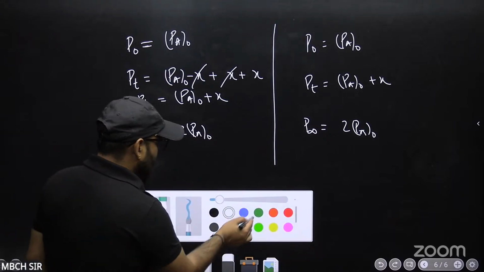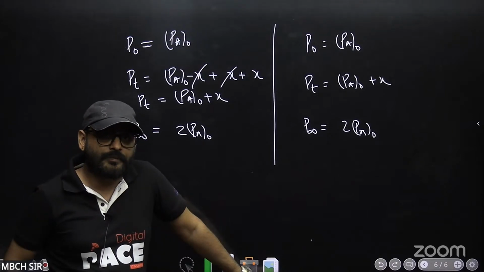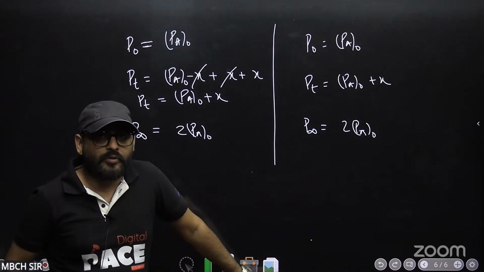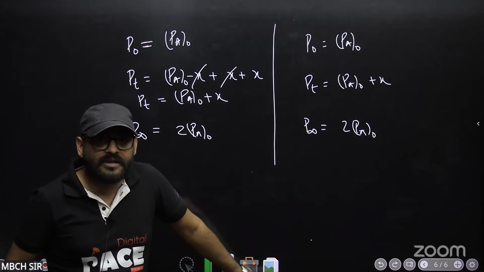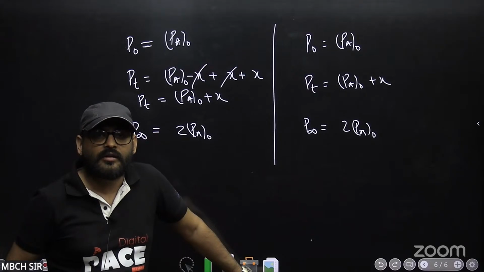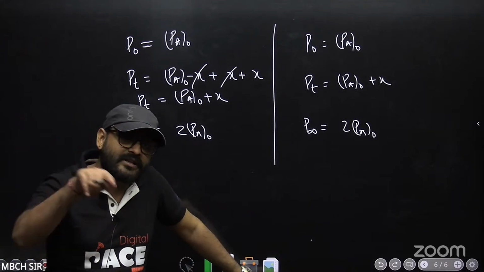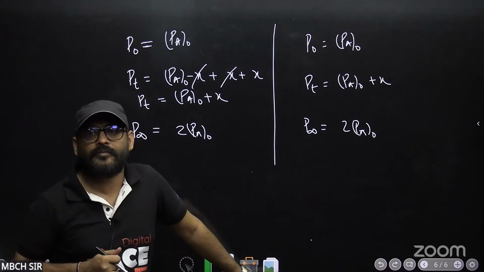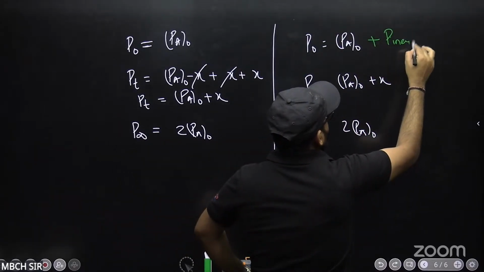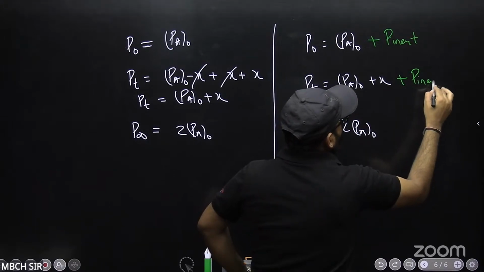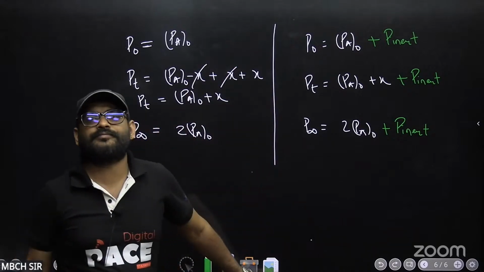Now, if inert gas is also present in the container, then we have to consider that pressure as well, because P naught, PT and P infinite represent not only the pressure of A, B, C, they represent the total pressure of the container. So if inert gas is present, then we have to add the inert gas pressure as well, because it is present in the container.